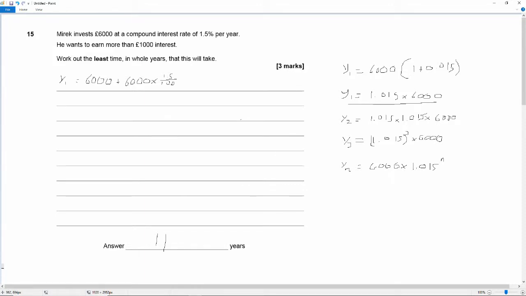Okay, so that's one way to do it. If you stick around, I'm actually going to show you a little bit of a crafty way to get to that 11 years really quickly.